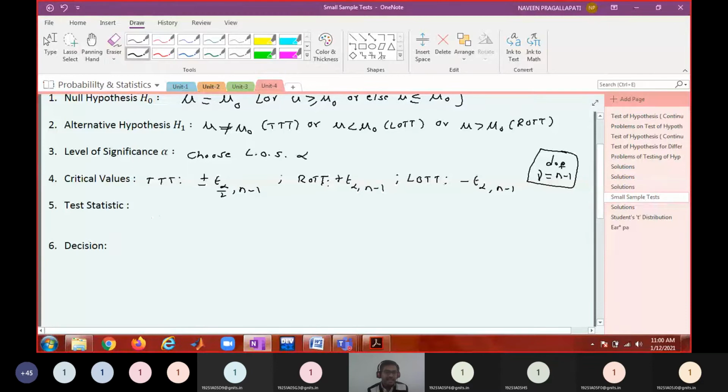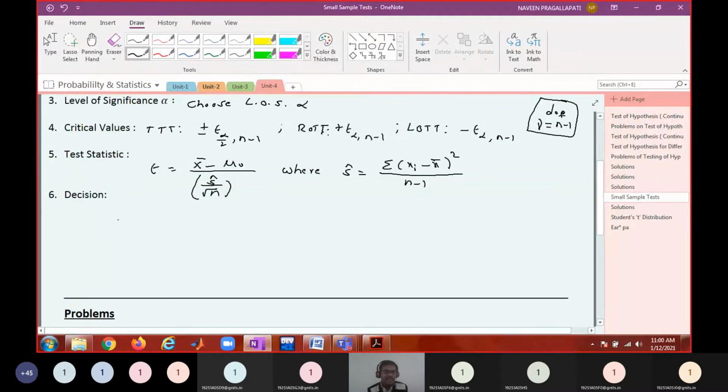So the test statistic is t cap equal to x bar minus mu naught by s cap by root n, where s cap is given by the formula: square root of sigma xi minus x bar whole square by n minus 1. n is the sample size.